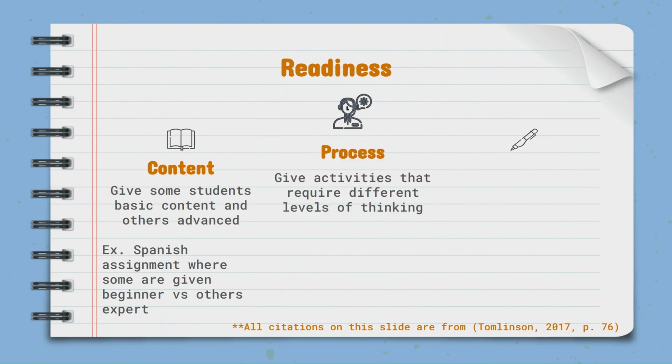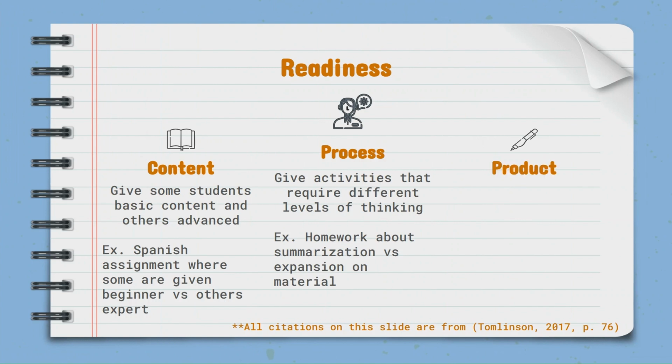Process is another thing that we can differentiate, and we can do this by giving activities that require different levels of thinking. So giving students homework, some of them have the summarization questions, while others are given questions more on expansion of the material. And the last thing is product.